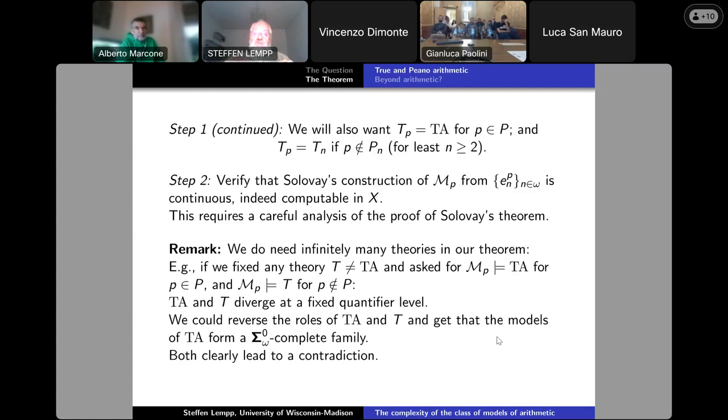I mean, they're different theories, so there's got to be some formula of some fixed quantifier level where they diverge. And so we'd be in trouble with our construction. Another way of thinking about it is also that if this were possible, I could reverse the roles of true arithmetic and T and get that the models of sigma of TA also complement of a pi zero omega set. Therefore, we would get a sigma zero omega complete family. But of course, that's nonsense by Lopez-Escobar.